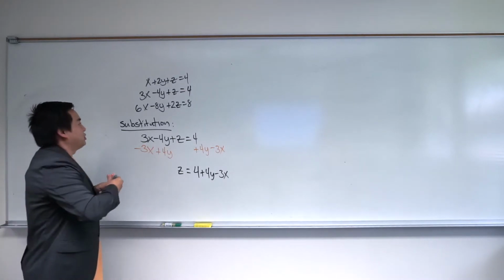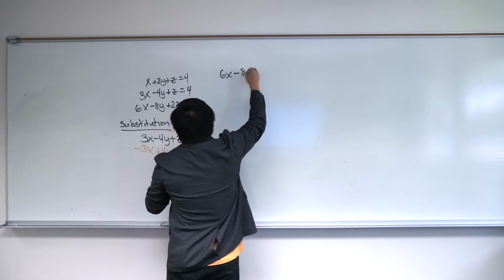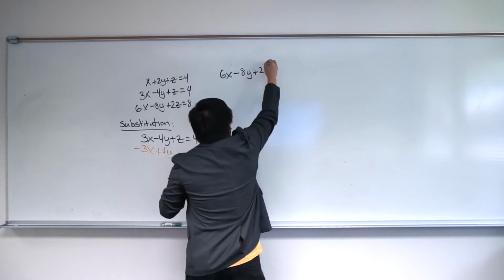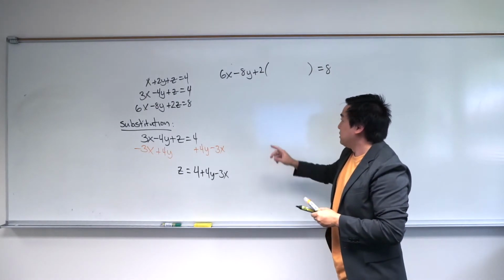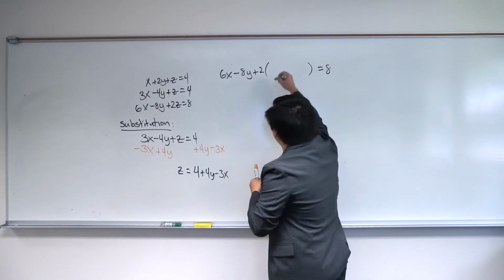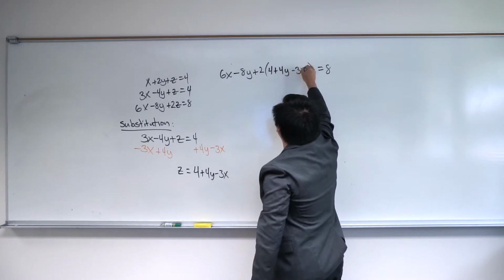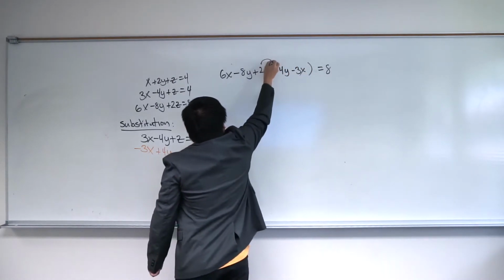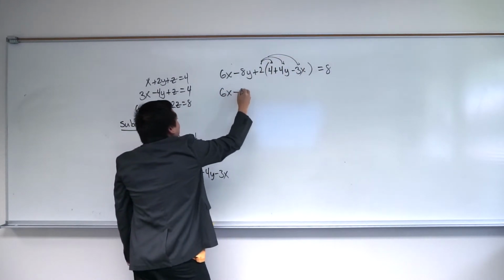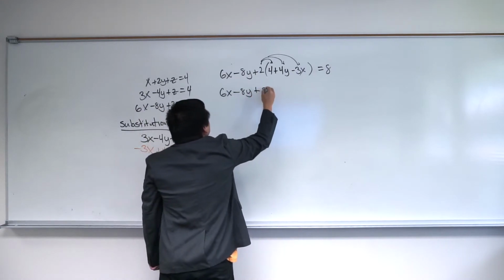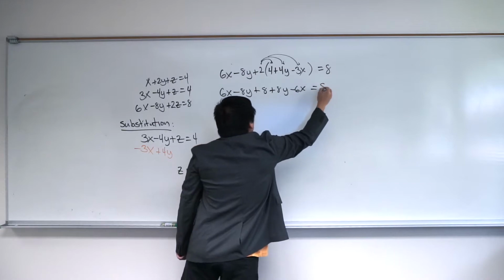So in substitution, what we want to do is take this variable and plug it into the other two. So if I write out the 6x minus 8y plus 2z, plugging in for z, let's see what happens. The z value is the 4 plus 4y minus 3x. And doing this distribution here, we get 6x minus 8y plus 8 plus 8y minus 6x is 8.